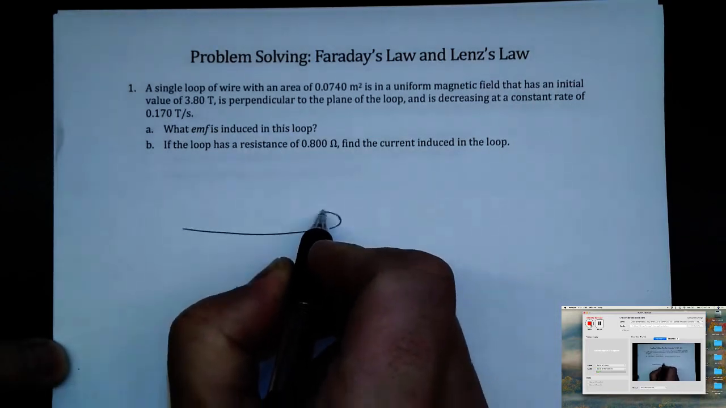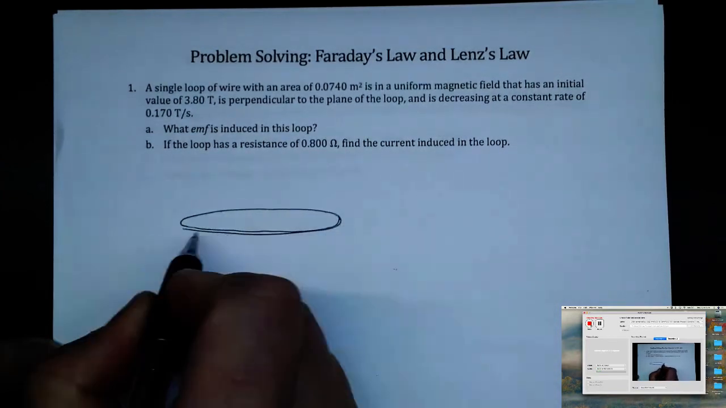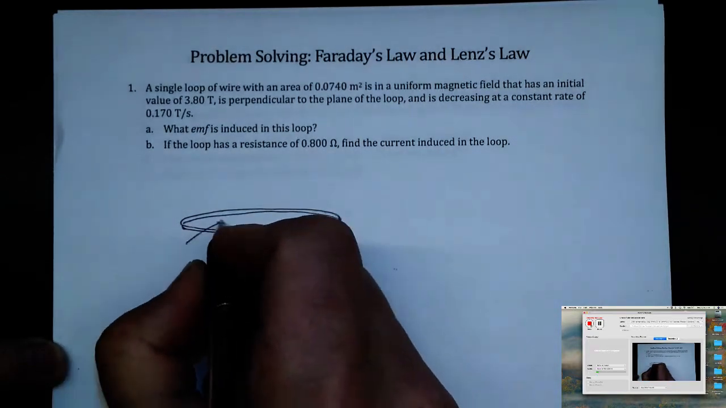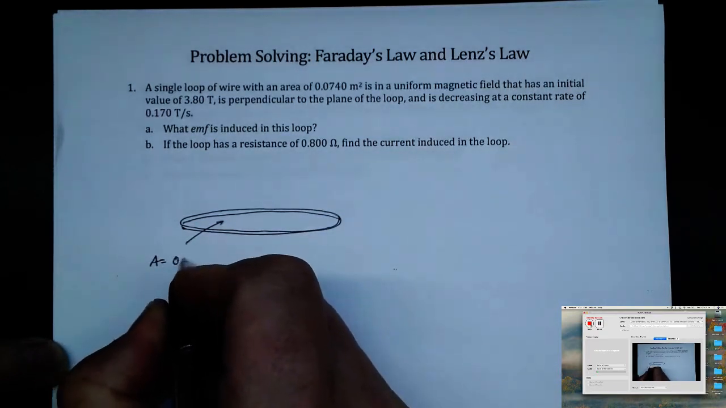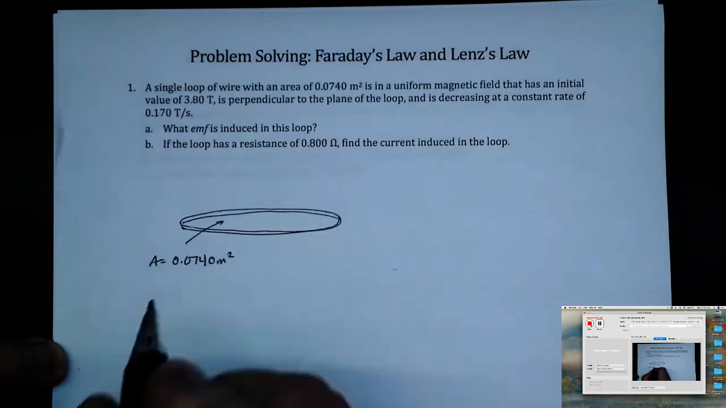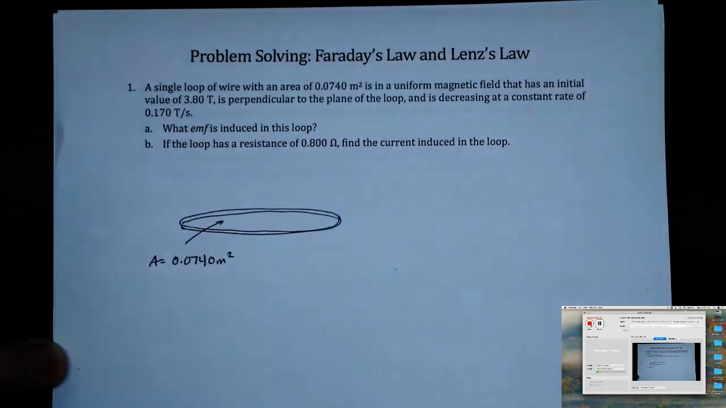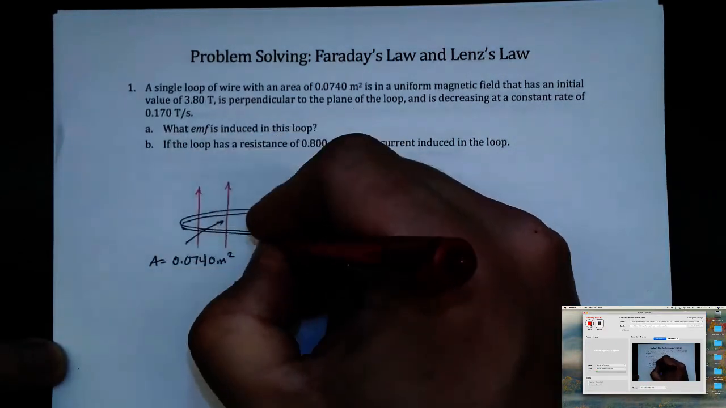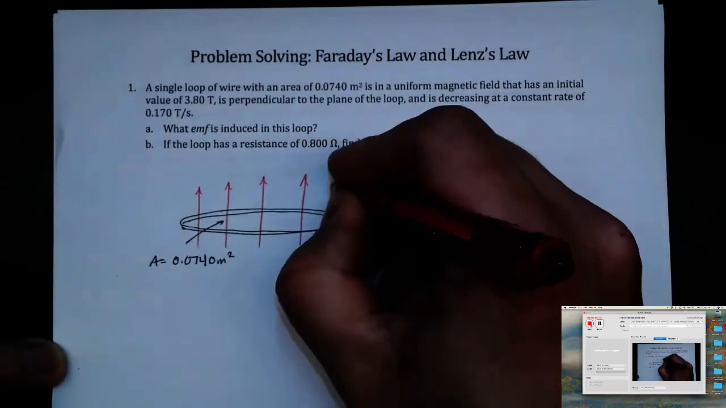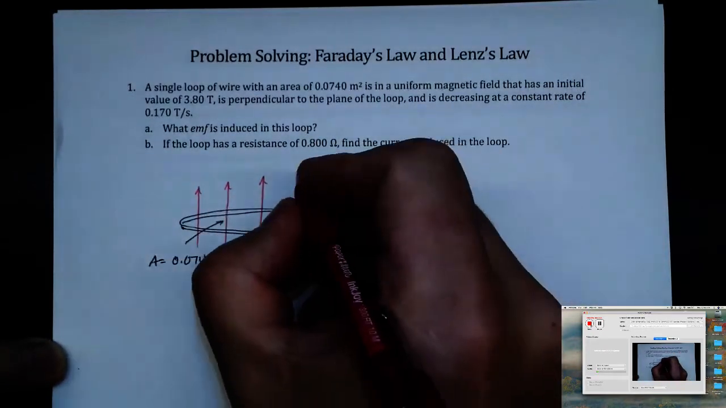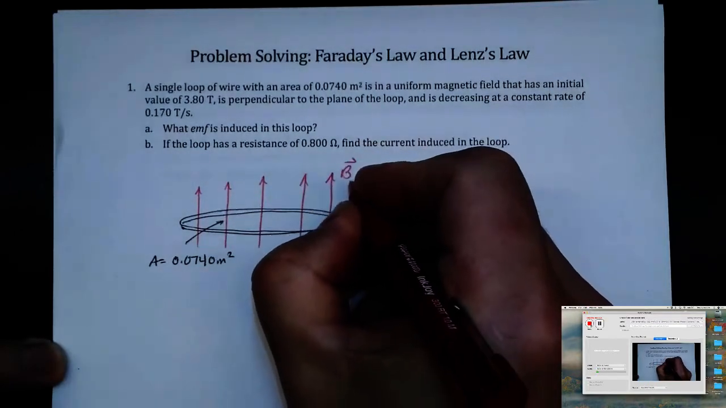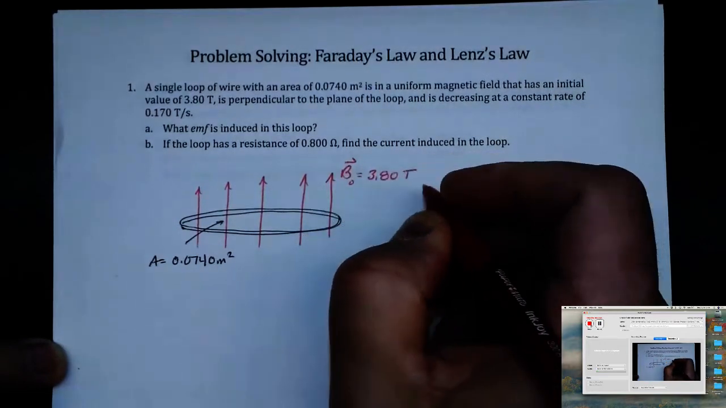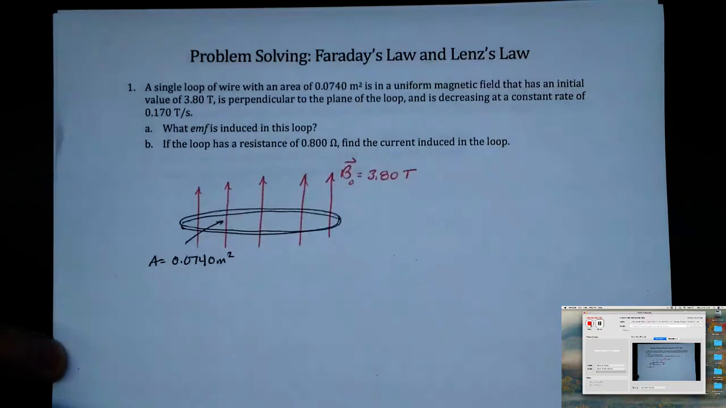So, probably not required to solve this problem, but I always like to try to sketch what's going on here. So I have my single loop of wire that has a cross-sectional area. It's in a magnetic field, and we don't know the direction, but we're really just after the magnitude of the EMF anyway. So I'm going to imagine that the magnetic field in this region is upward, perpendicular to the plane of the loop. So here's the magnetic field, and it initially is 3.8 teslas, and we know that it's decreasing as well.